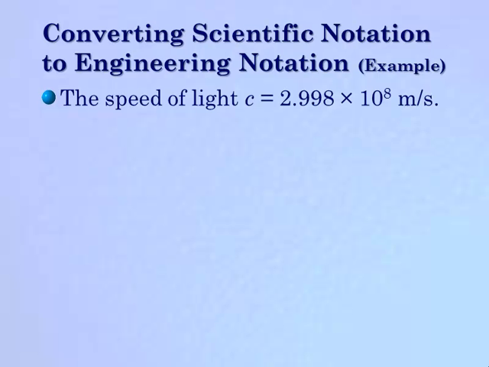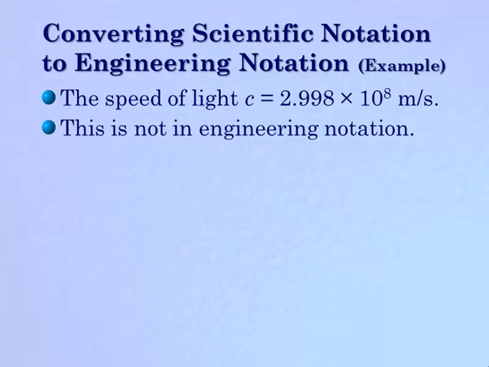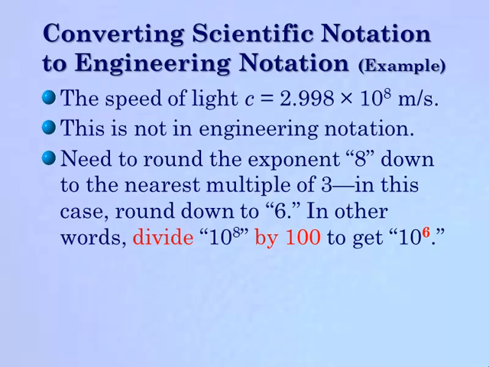So how do we do that conversion? Let's look at an example. Suppose we need to convert the speed of light to engineering notation: 2.998 times 10 to the 8th meters per second. First of all, you'll notice that it's not in engineering notation. 10 to the 8th, the exponent 8, is not a multiple of 3.